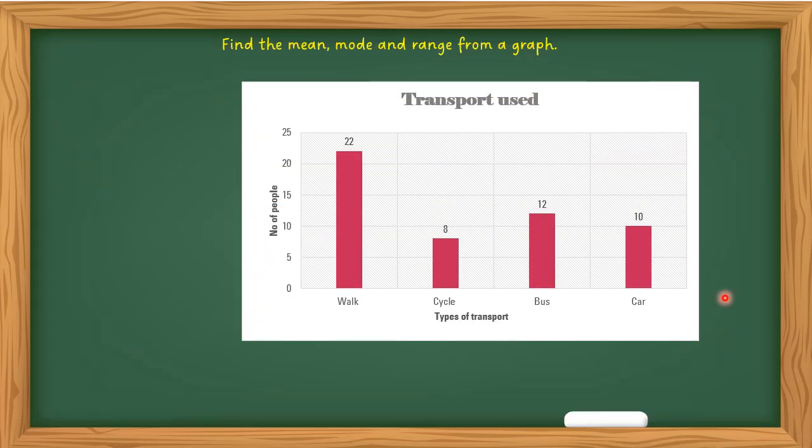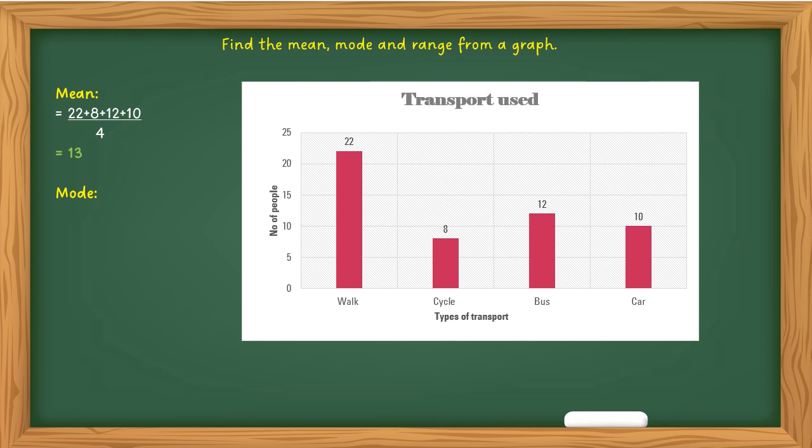Another thing you may be asked to do is find the mean, the mode, and the range from a graph. Okay, again, don't be fooled, this is straightforward. The mean, all you do is you add up all the totals in the graph there, you can see, and then just simply divide it by 4, and that gives you an average of 13. All right, so you just add up all these totals, divide it by 4 because there's 4 of them, and then you move on to the mean.